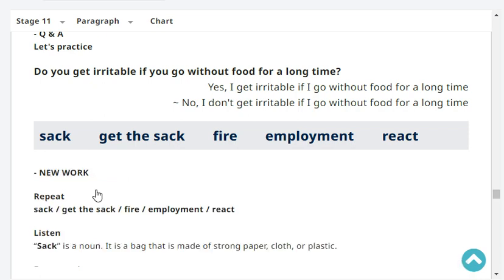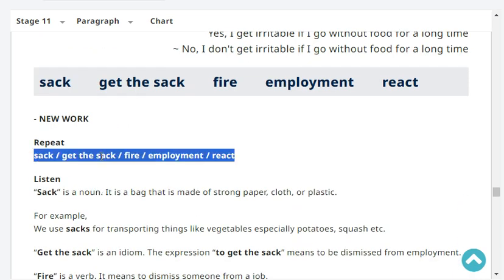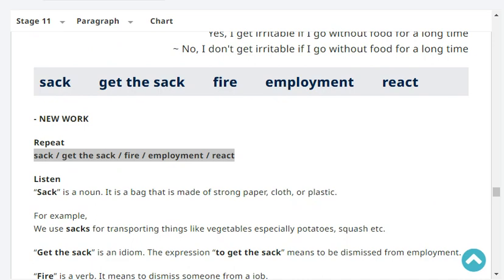Next, repeat. Sack. Get the sack. Fire. Employment. React. Very good.